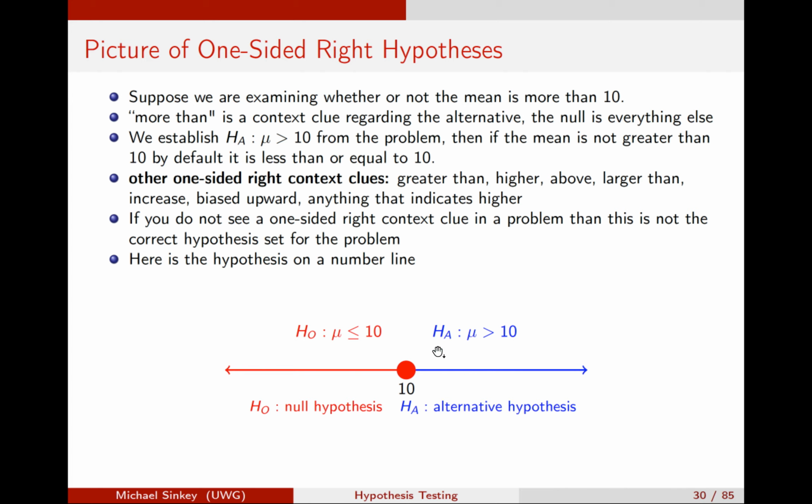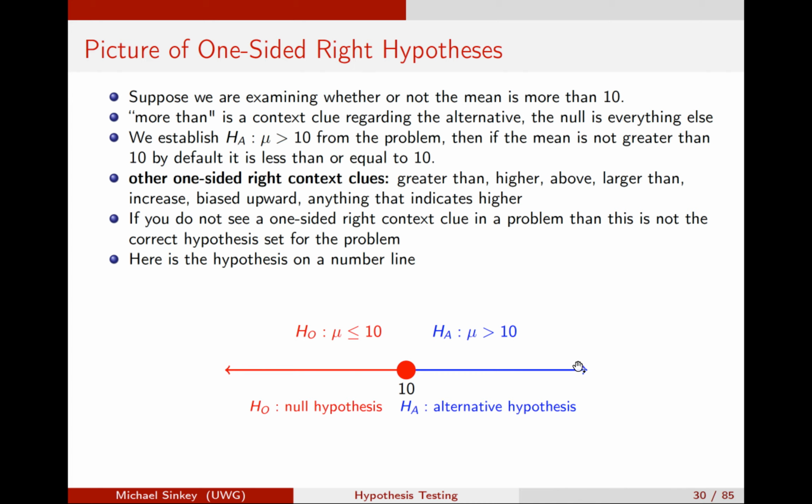The alternative hypothesis. So if you look at that, mu is the symbol for the population mean. 10 is the number that's of interest. More than is a context clue that tells me, hey, I'm only looking on one side of 10, and I'm looking to the right of 10. So things like 11, 12, 13 count, but things like 7, 6, and 5, they don't count. So that's established from the problem. When I read, we're examining whether or not the mean is more than 10, I write down HA, mu, greater than 10. That's what you see here in blue.